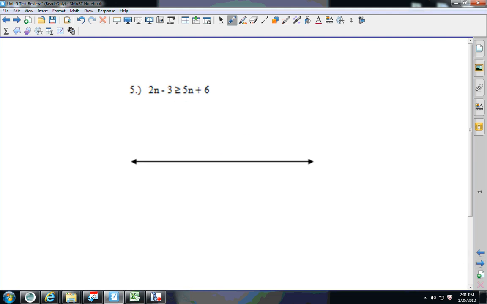Here's the next one. Now in this case, we've got letters on both sides. What I would do is move my letters to the left-hand side. So I'm going to subtract 5n from each side. I get -3n minus 3, greater than or equal to 6. I am now going to add 3 to each side. I get -3n greater than or equal to 9. Now I'm going to divide by -3.